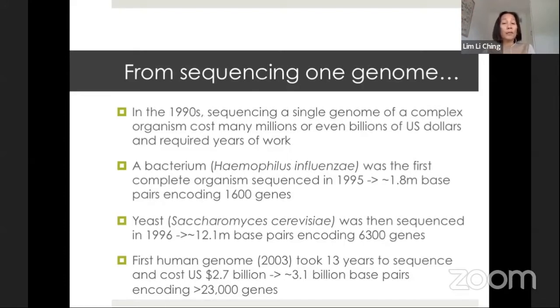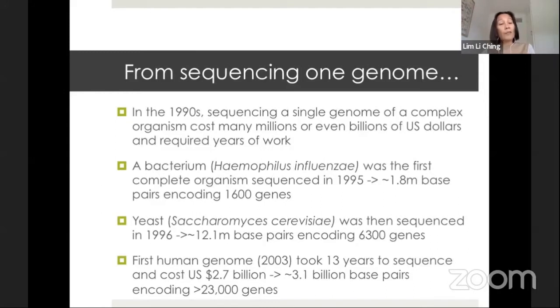The first fully sequenced organism was in 1995, which was a bacterium, already obviously a relatively simple organism, but containing about 1.8 million base pairs encoding 1,600 genes. In the next year, yeast was then sequenced, and you can see the number of base pairs and number of genes encoded has gone up quite a bit.